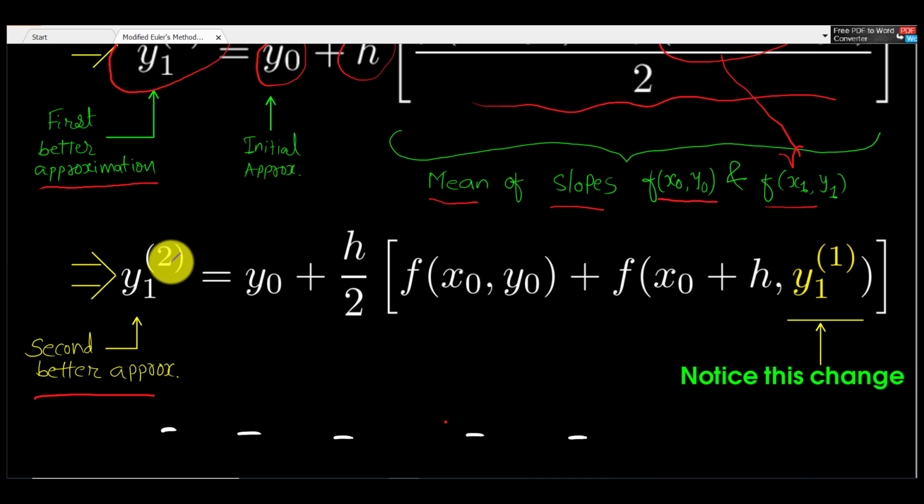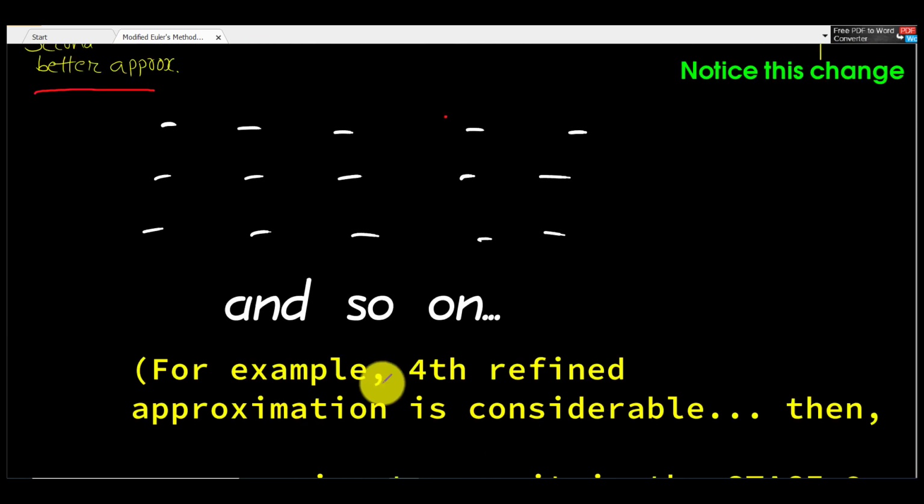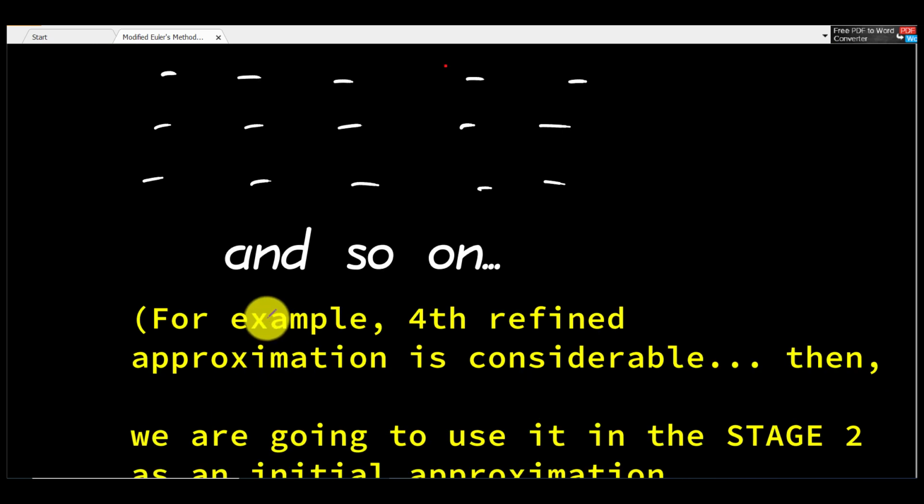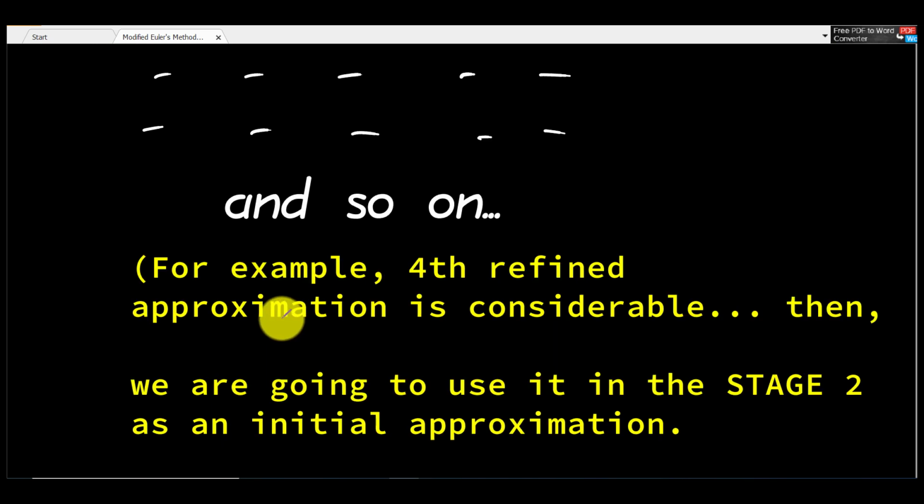That is y12, which is equal to the same y0 plus h by 2 times f of x0, y0 plus f of x0 plus h comma y11. Notice this change here: instead of the normal y1, now I am preferring y11. So here I am getting a second better approximation, and then I will go for the third better approximation y13, which can be obtained by using y12 here, and so on. We will continue this process till the desired number of stages are reached and the desired accuracy is achieved.